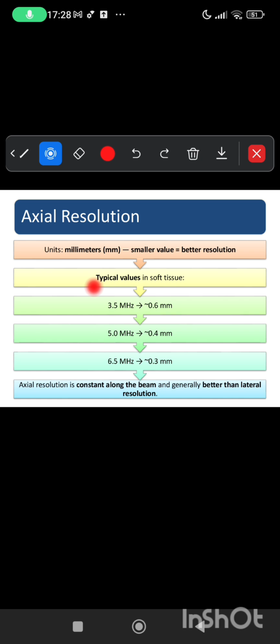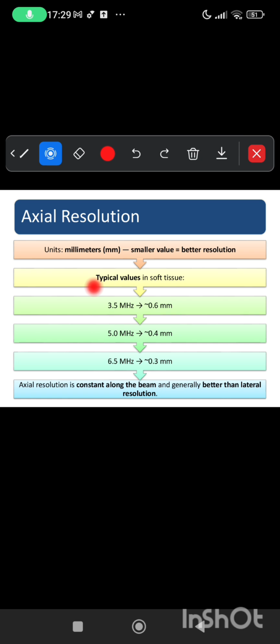What about lateral resolution? Is it constant or is it changing along the beam? Changing along the beam, yes, according to the beam width. Because lateral resolution depends on the width of the beam. The narrower the beam, the better the lateral resolution. So lateral resolution is not the same in the whole beam, but axial resolution is constant along the whole beam. It does not depend on the width.